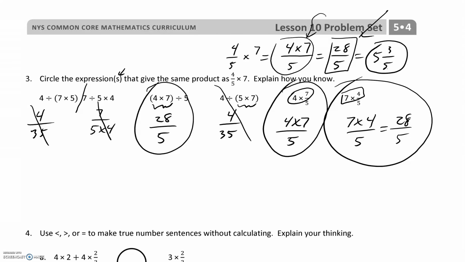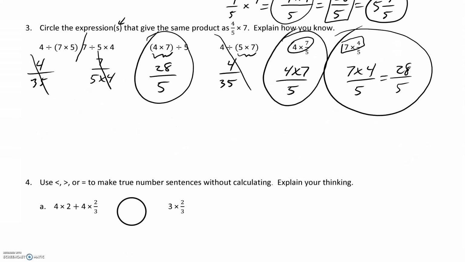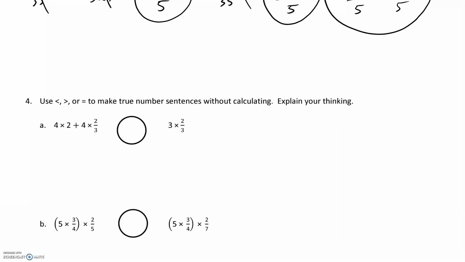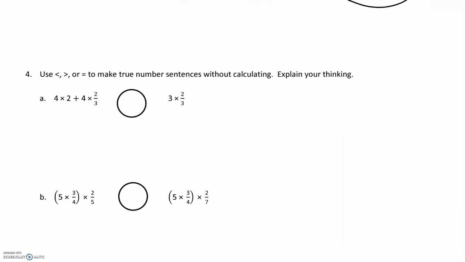And then we're going to have an equivalent fraction problem. All right, let's do some comparing on this one. Use less than, greater than, or equal to make true number sentences without calculating. Boy, I love that, without calculating. So that's without getting the whole answer.